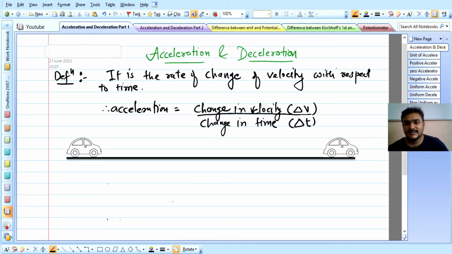In order to understand, let us consider this figure in which a car is traveling from one position, let us say this position, to this position, as you can see on your screen. Now consider that initially at time t equal to 0, that is called initial time ti, it is here and it is traveling with the velocity u. That means u is the initial velocity of the car, and after some time, at final time, let us say tf equal to t, it reaches here and its velocity is v. So v is the final velocity.